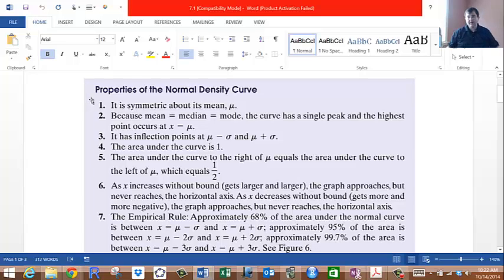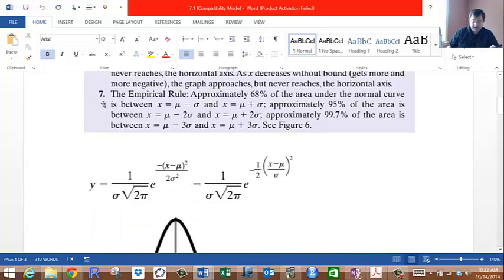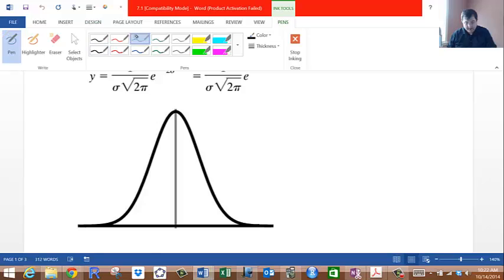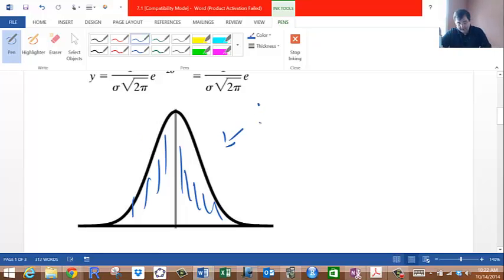Number one, it says that the curve is symmetric about the mean, and that just means that the area on the left hand side, this area over here, is the same as the area on the right hand side, and the total area is equal to 1.0, and area is equal to probability.